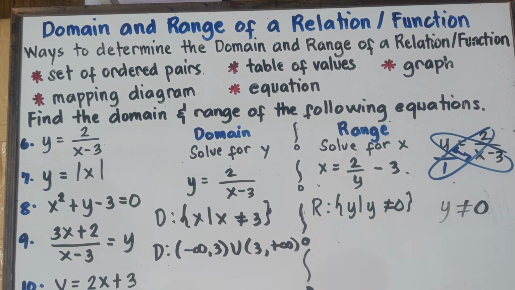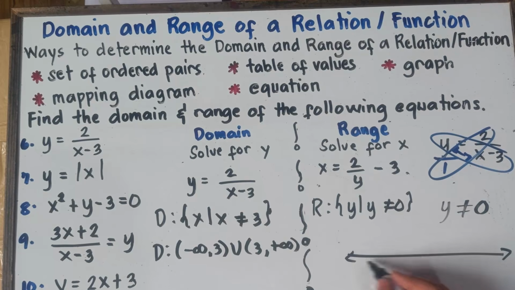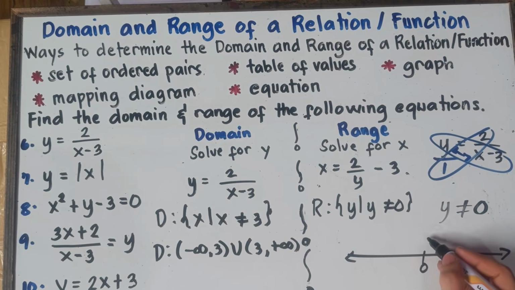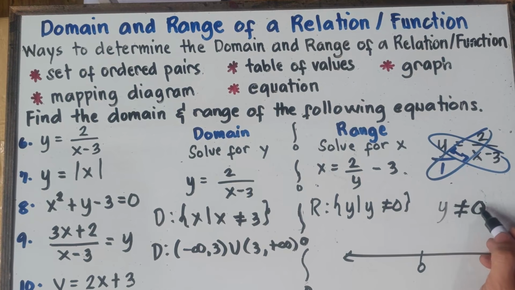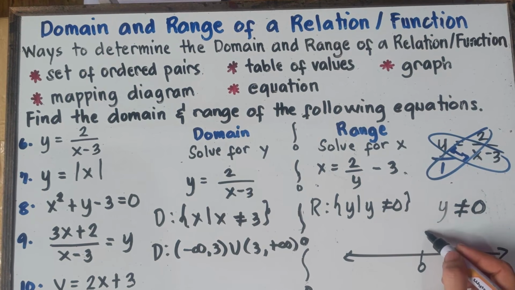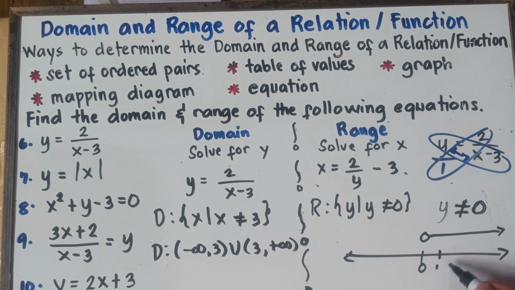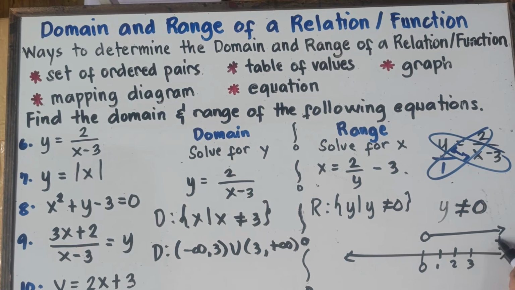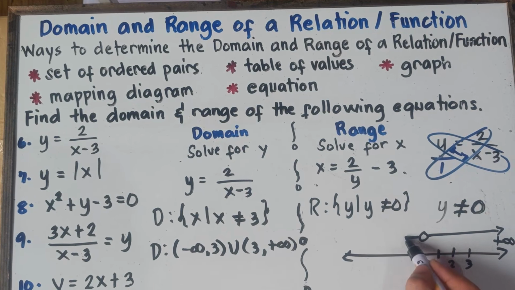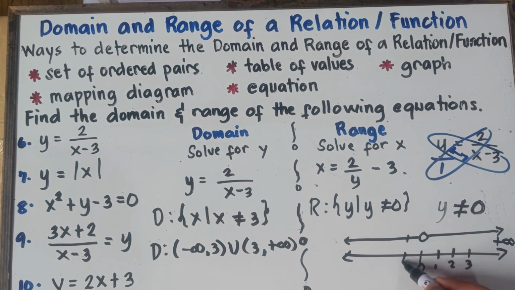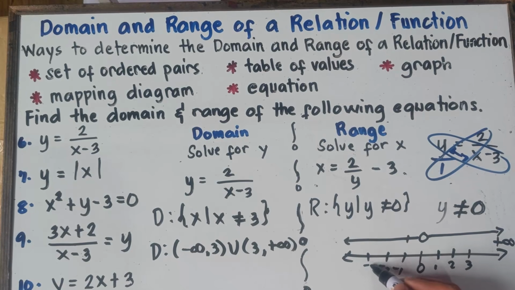Alright, for the interval notation, if this is 0, then y, once again, is not equal to 0, so 0 is not included. So we will be using an open circle. And then you can have numbers after 0: 1, 2, 3, up to positive infinity. And on the left side, you can have negative 1, negative 2, negative 3, up to negative infinity.